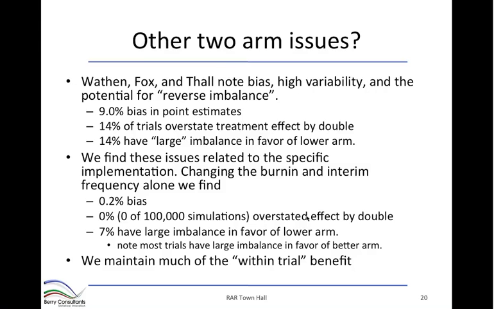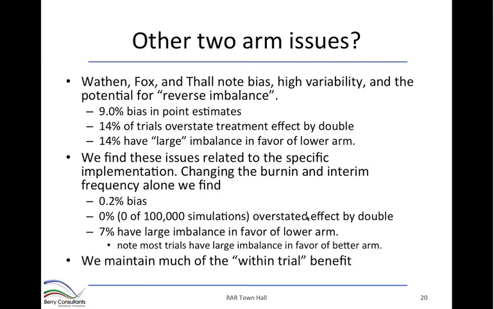So for example, we've changed the burn-in of this. We did a burn-in that's much longer. And I think the burn-in in the Thal et al. paper is very short. We did a longer one. We changed the interim frequency. I think that has less of an effect, but we did do it. And these numbers change dramatically. We still get the lower power. There's no doubt there's lower power, and it's meaningful, and I wouldn't do the two-arm. But the bias itself, 9% goes down to 0.2.